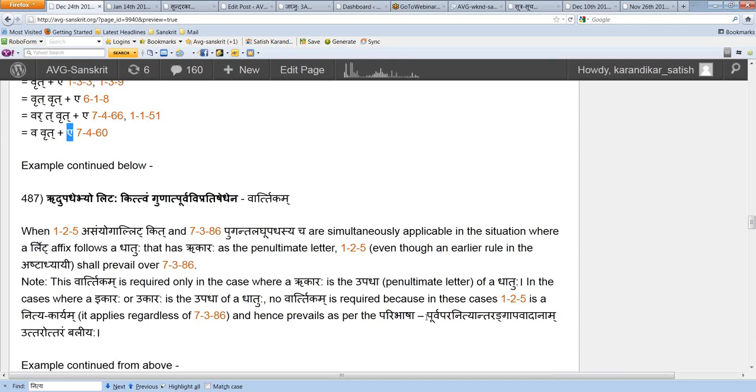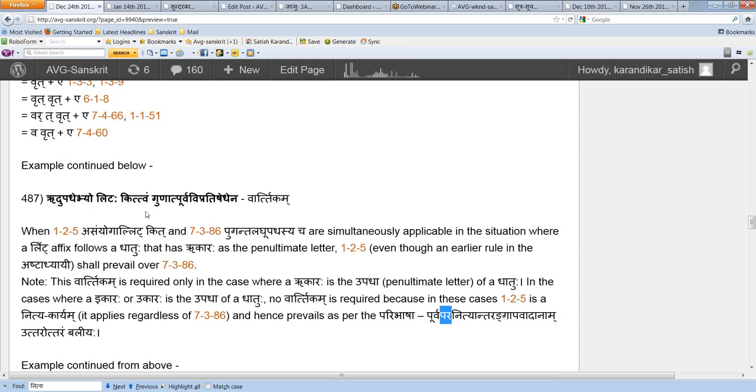So if we just use this paribhasha, we would have to use the parakaryam only, because neither of them is nityam relative to the other. So we have to go down to the parakaryam. And that would be puganta laghupadasya, which gives us the wrong form. That is why we need the vartikam. Otherwise parakaryam would have been applied, because neither of them is nityam relative to the other. So we would have had to apply 7386. To stop that, we get the vartikam.